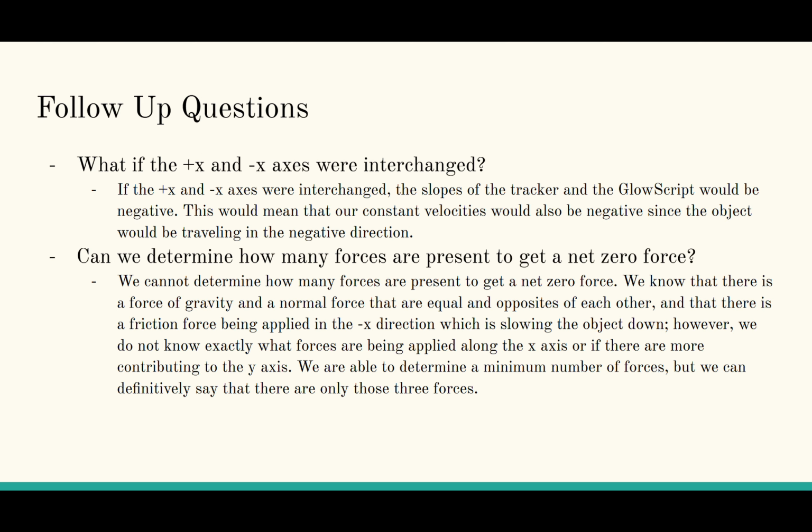If the positive and negative x-axes were interchanged, the slopes of the tracker and GlowScript would be negative. This would mean that our constant velocities would also be negative, since the object would be traveling in the negative direction. We cannot directly determine how many forces are present to get a net zero force. We know that there is a force of gravity and a normal force that are equal and opposite of each other, and that there would be a friction force applied in the negative x direction. But we do not know exactly how many forces are actually being applied to the object.